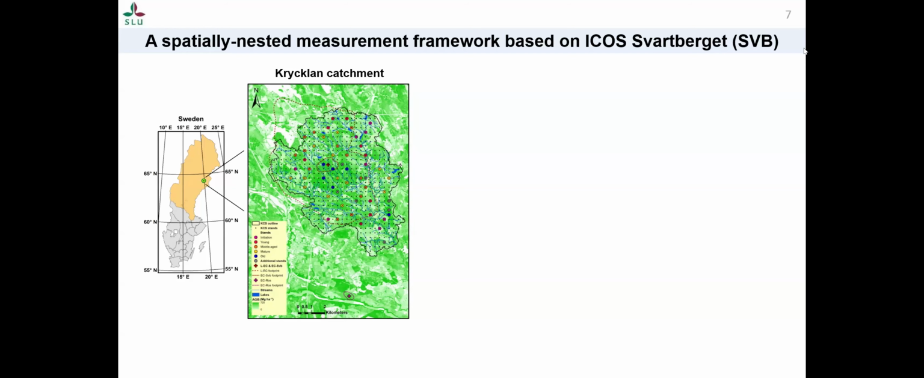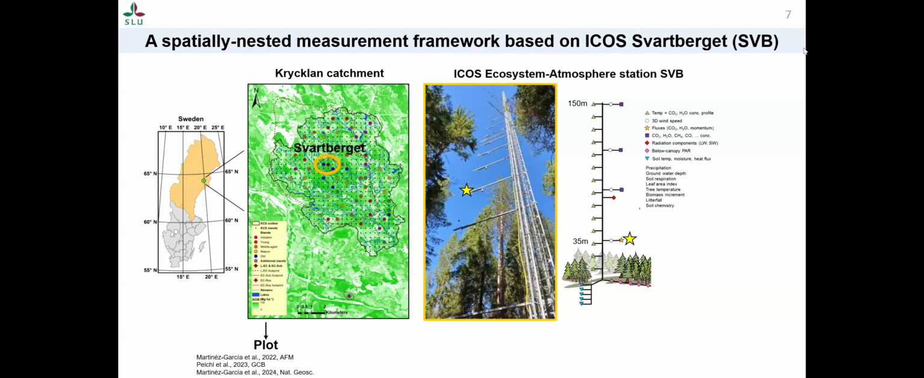And out of these, we have selected 50. They are shown with these colorful markers. And these forests range from 5 to 200 years. And we have used them for detailed plot level studies to understand how the carbon cycle changes across these different boreal forests. And close to the center of this catchment is then the ICOS Svartberget station.